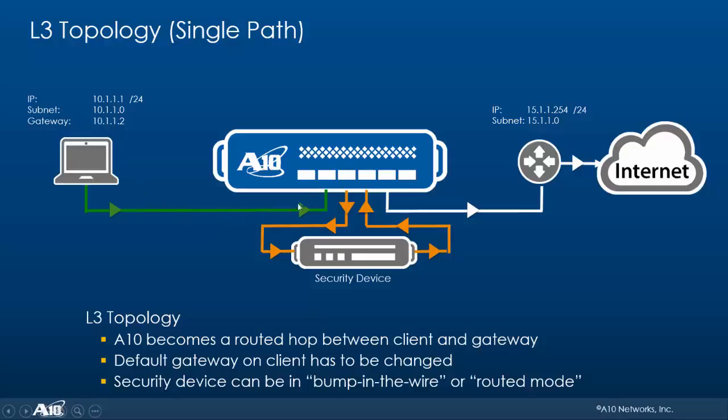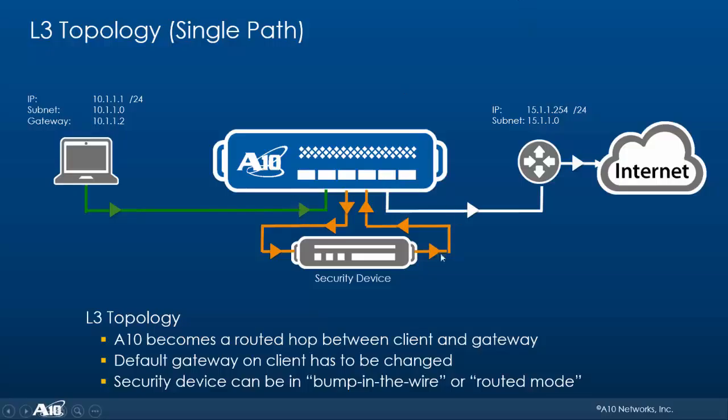SSL traffic from the client enters the A10 device. It is decrypted, sent out to the security device. The security device sends the traffic back towards the A10 device, where it is re-encrypted and sent out to the gateway router. Here, we won't do any grouping of the interfaces. In fact, we'll have a separate IP address configured on each and every interface.